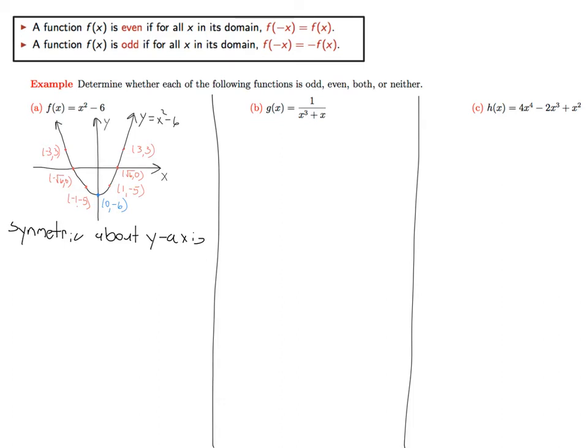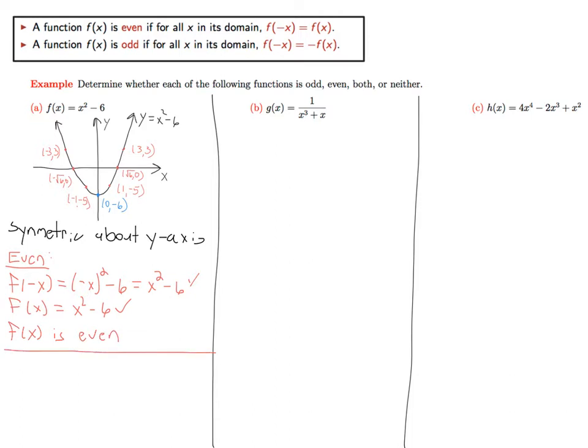So checking for even, what we do is we evaluate f at minus x. And so in this case, we plug in minus x in place of x in the formula, and squaring minus x gives me x squared minus 6. And remember, f of x was x squared minus 6. So since these two are equal to each other, we see that f of x is even.